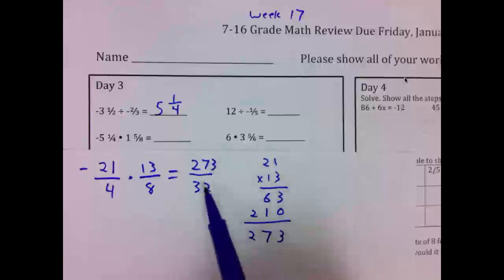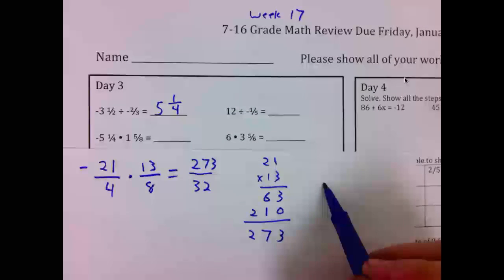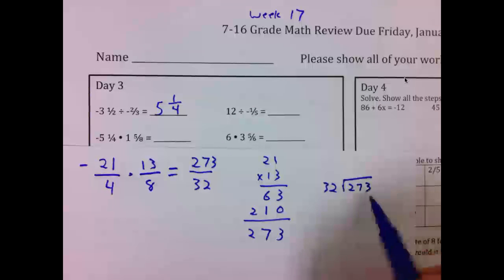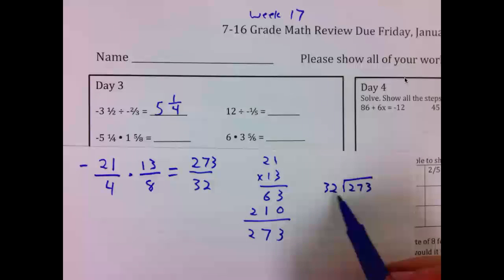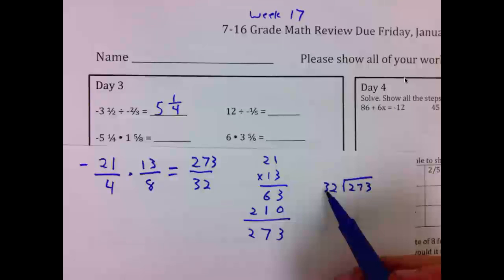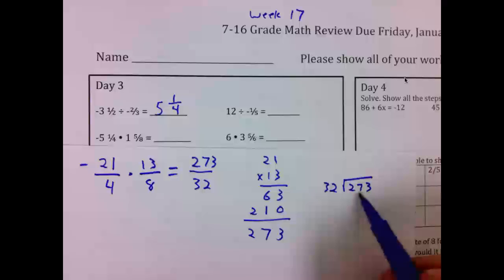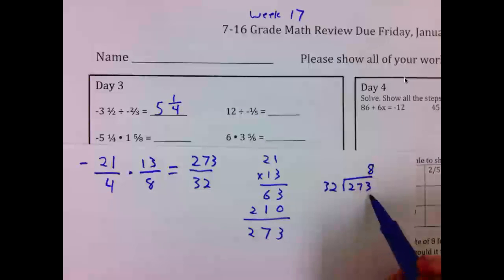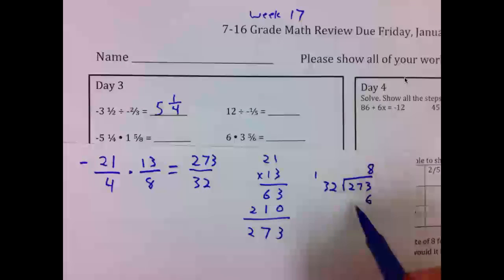Okay, now we want to see how many times 32 will go into 273. 32 will not go into 2. 32 will not go into 27, so we're left with 32 into 273. I'm going to try 8 times. 9 times 3 would be 27, so that's probably too much. I'm going to go 8. 8 times 2 is 16. Carry my 1. 8 times 3, 24, and 1 more, 25.